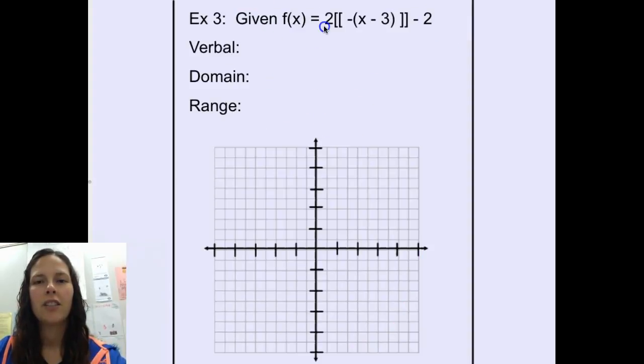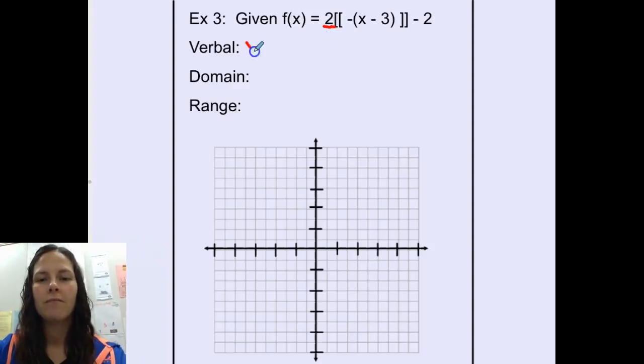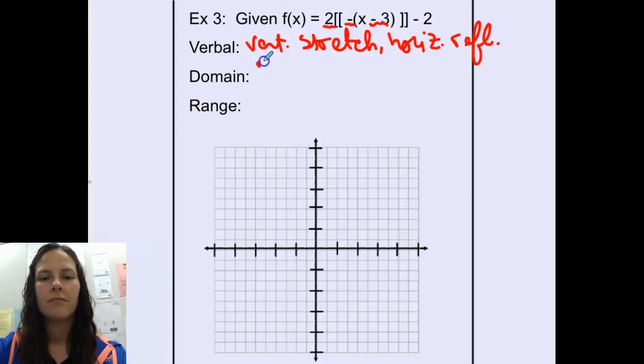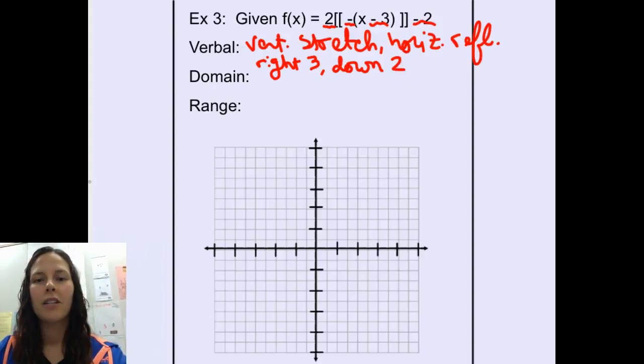Next, we have a step function, and we have a lot going on in this one. Outside, we have a vertical stretch. Inside, we have multiplication by a negative. That is a horizontal reflection. And we are shifting it right 3. And finally, down 2. Domain and range we'll come back to.